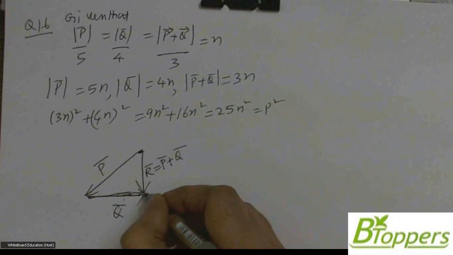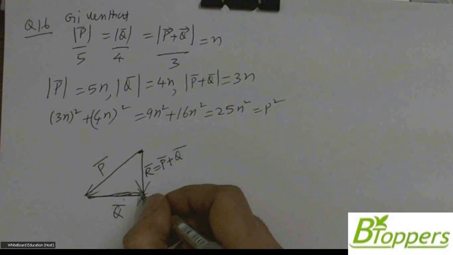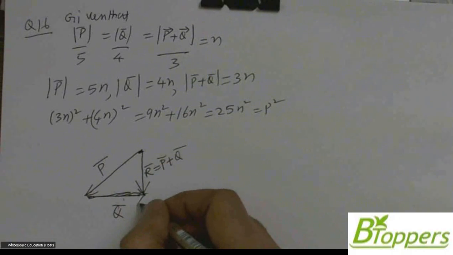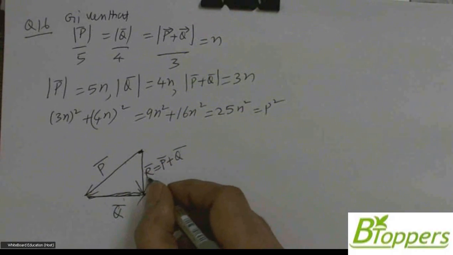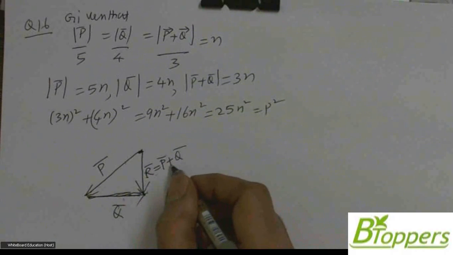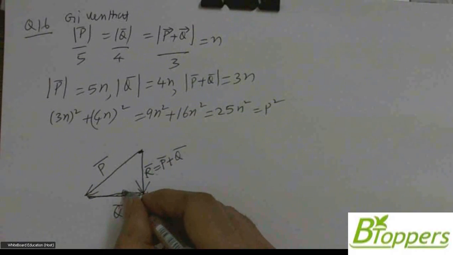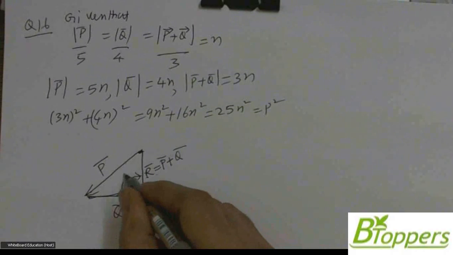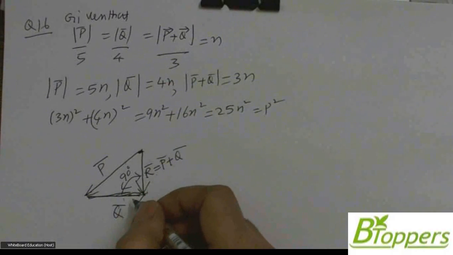The third side of the triangle taken in the reverse order represents the resultant. That means the tail of the resultant should be attached to the tail of the first vector p bar, and the head of the resultant should be attached to the head of the second vector q bar. The figure r bar represents the resultant of p bar and q bar, which is perpendicular to the vector q bar.